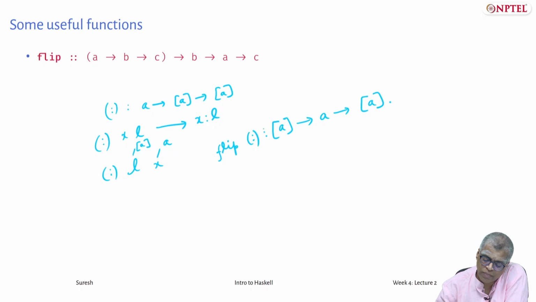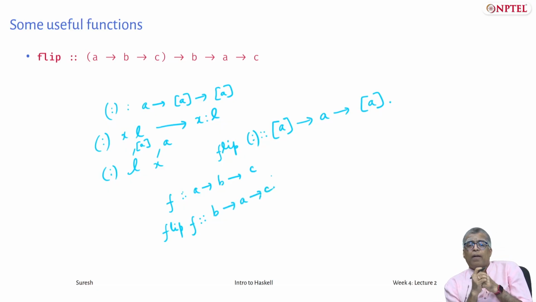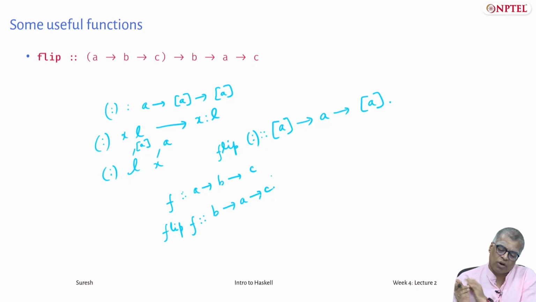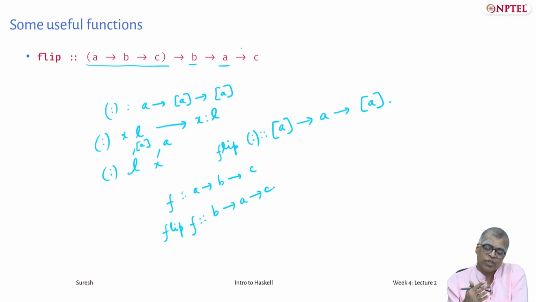So, for any function f, if f is of type A arrow B arrow C, flip f is of type B arrow A arrow C. What is happening is that you are not flipping the function; rather, you are creating a new function that takes the arguments in the opposite order. That is basically all that is happening. So you have an input function of type A arrow B arrow C, but once you flip it, you are allowed to accept the arguments in the wrong order and then apply the function.